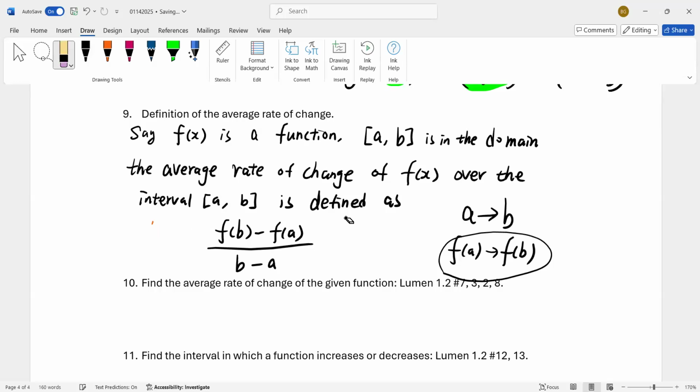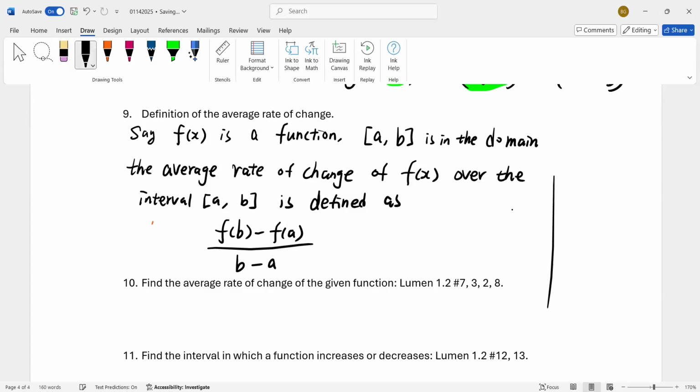You might remember, let's see, if I graph a straight line here, and this is a, this is b, right? And this would be f of a. Let's say the function f of x represents a straight line. Then this is f of b.